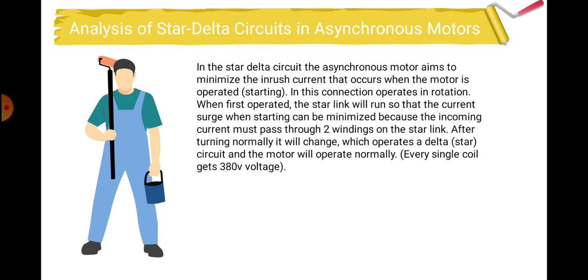In the star delta circuit, the synchronous motor aims to minimize the increase in current that occurs when the motor operates. This connection operates in rotation. When first operating, the star will run so that the current surge when starting can be minimized, because the incoming current must pass through two windings in the star. After running normally, it will change over to operate in a delta circuit and the motor will operate normally.